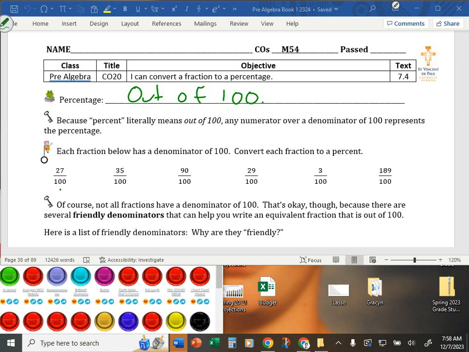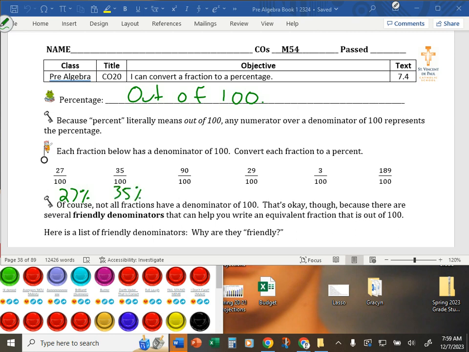27%, right? It already tells you 27 hundredths, 27 out of 100. The word literally means out of 100. This is 27%. So whenever the denominator of a fraction is 100, you're in business, because whatever the numerator is, that's going to be your percentage. By definition, it's out of 100. So 35 hundredths, what percentage would that be? 35 out of 100, what percentage? 35%.